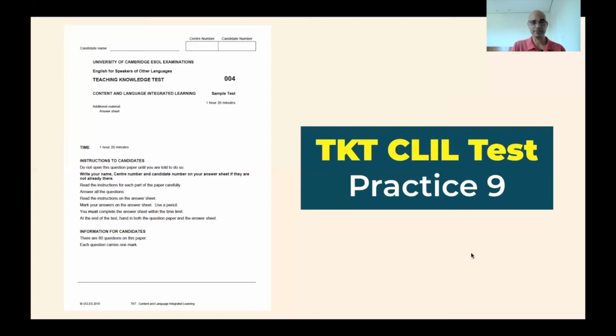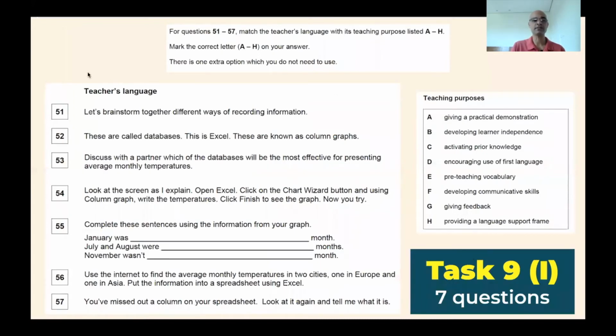And let's get started. So this specific task, task 9, is the first task of the 3rd section of the TKT CLIL test. Just to remind you all, the test has 4 sections. Each section has a certain number of tasks, and inside the tasks are questions. So let's see this example. This is task 9. So task 9 includes questions from 51 to 57 out of a total of 80 in the test. So there's 7 questions.